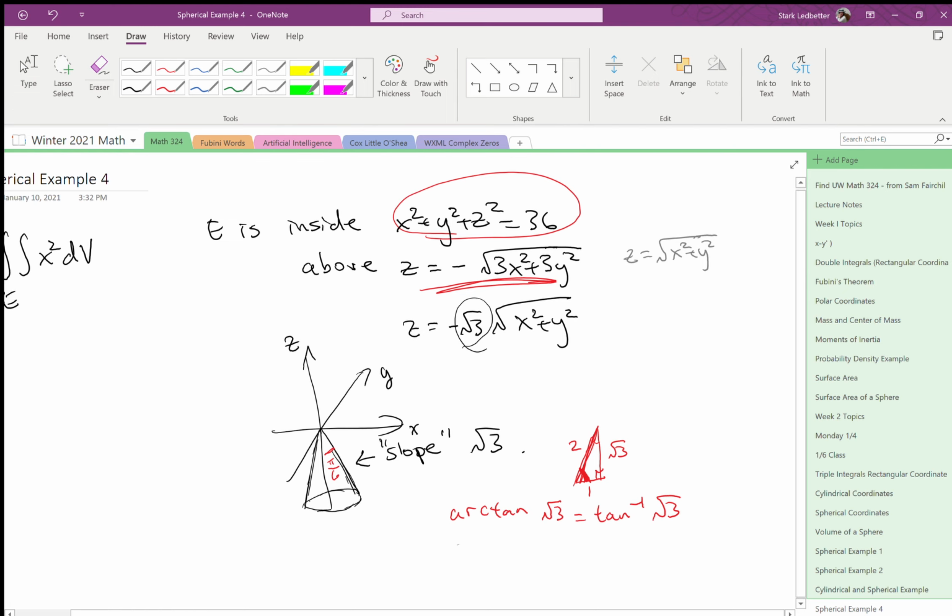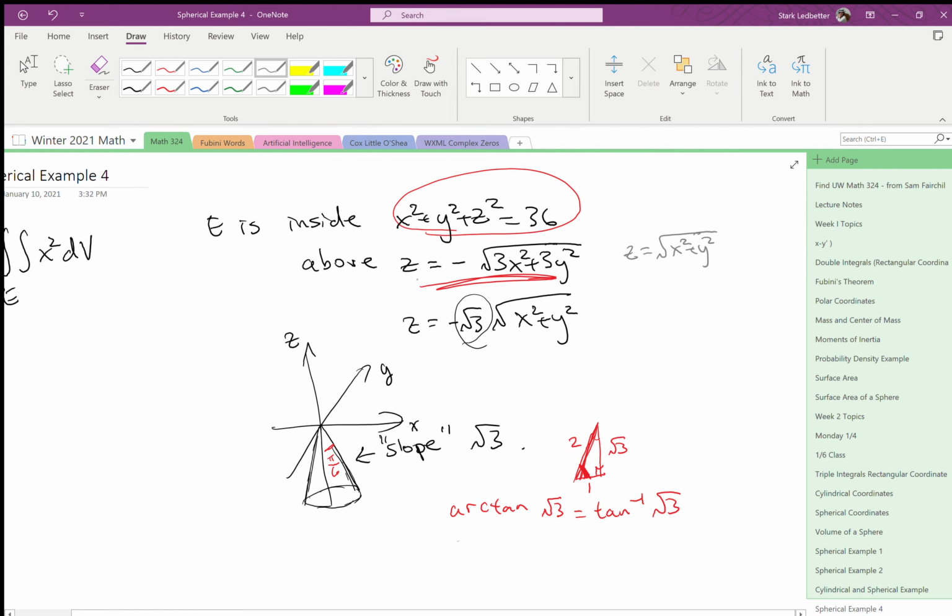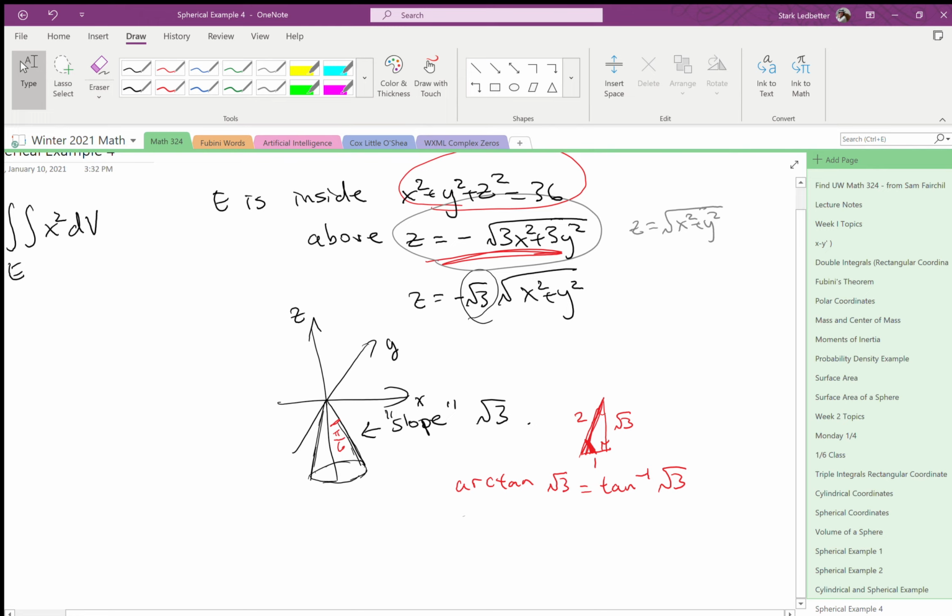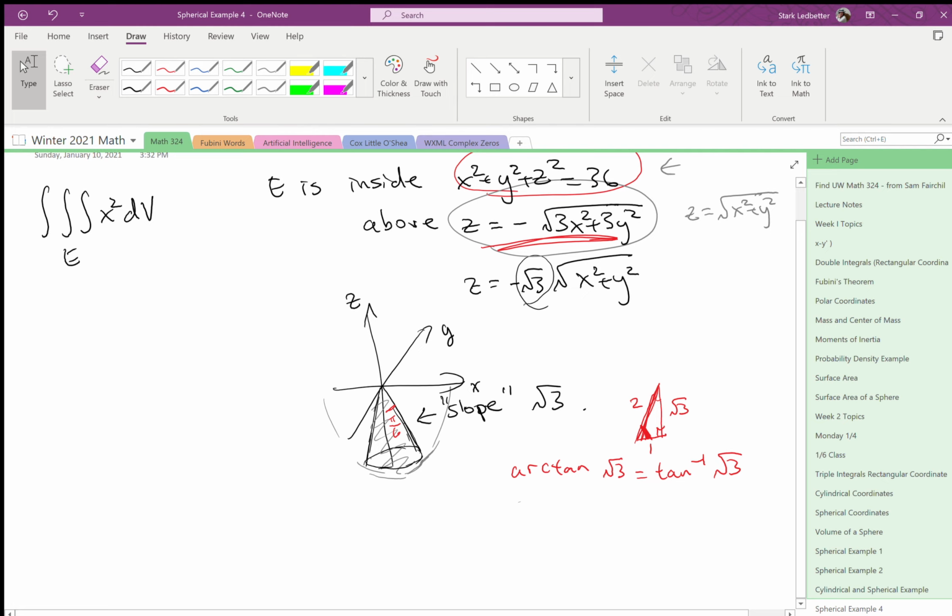Okay, so we figured this out. This is a cone. It's a steeper cone than before, and because of the negative, it's the bottom half of the cone. And then inside this other thing, that's a sphere of radius 6, of course. So we'll just pretend it comes up to here. Okay, so we want this upside down ice cream cone region. Okay, so that pi over 6 is going to be really useful to us.